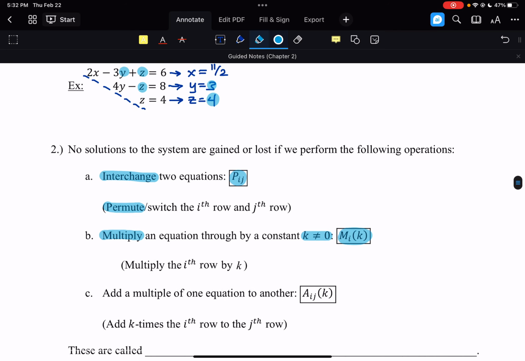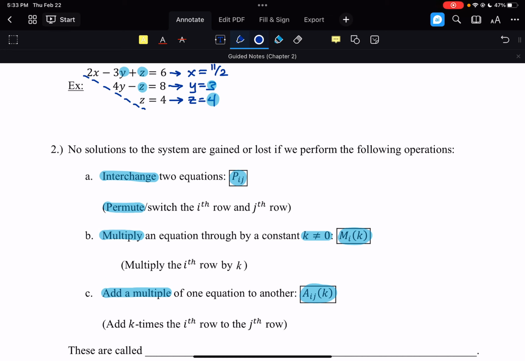And the third one is where we can add a multiple of one equation to another equation. This concept of adding a multiple of one equation to another is essentially the concept of elimination, when you study substitution and elimination for solving algebraic systems of linear equations. That's one of the methods you have to solve. Basically, we can multiply one of the equations by something and add it to another one, and the result will still have the same solutions as the ones that went into it. This is abbreviated A sub ij of k, A for add, of course. So you add k times the ith row to the jth row.